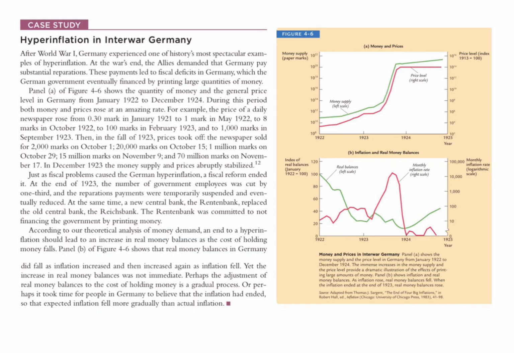So we can see the graph. Graph A shows the quantity of money and the general price level in Germany between 1922 and 1924. What we can see is a huge inflection point, which is the Ruhr invasion. The money supply just grew geometrically, and the price level also grew geometrically. For example, if I read the data, the price of a daily newspaper rose from 0.3 mark to 1 mark within 15 to 16 months, to 8 marks in October 1922 within 5 months, 100 marks in February 1923, and finally 70 million marks on November 17.